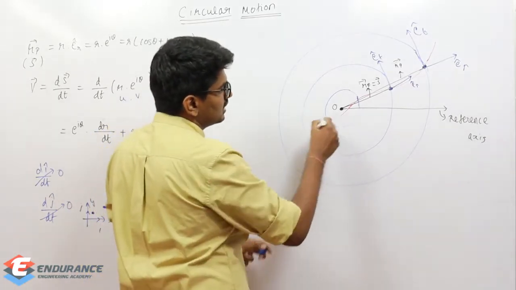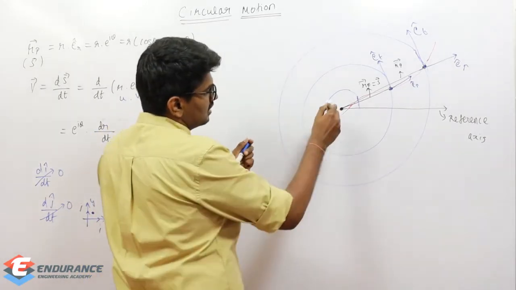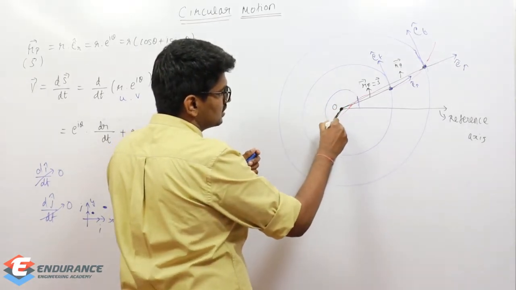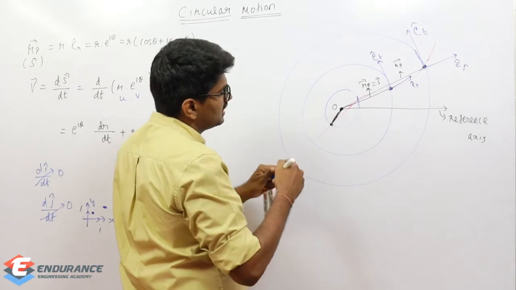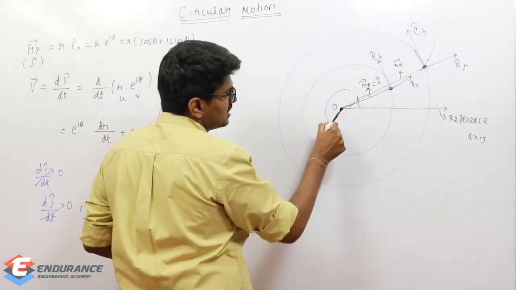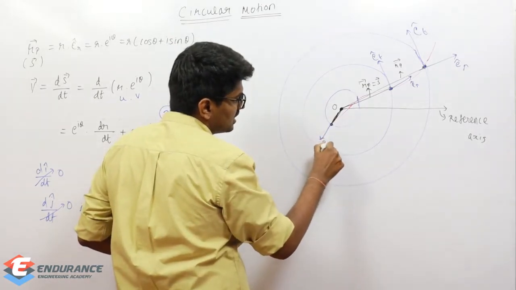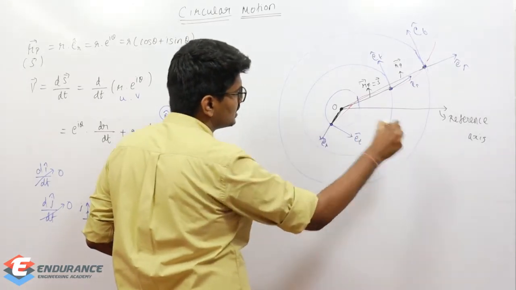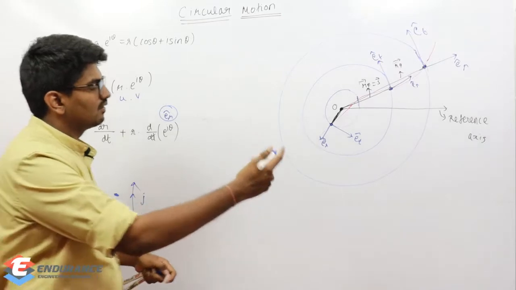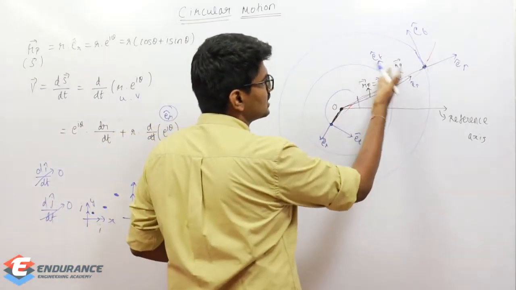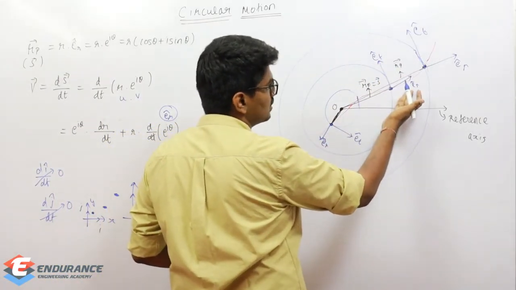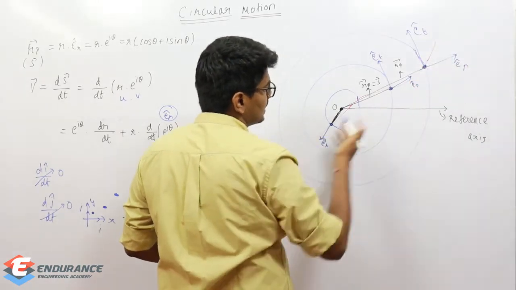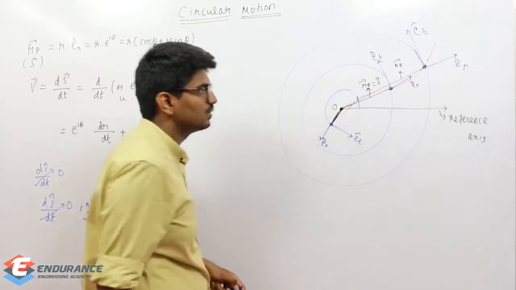The particle was here, then again in a similar way I will get the position vector by joining these two. Then e_r will be the radial component, so this is going to be e_r cap, and the tangential component e_t cap. So when the particle was here, these are my unit vectors, and when the particle is here, these are my unit vectors.